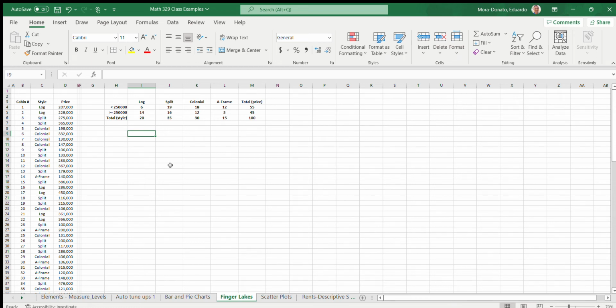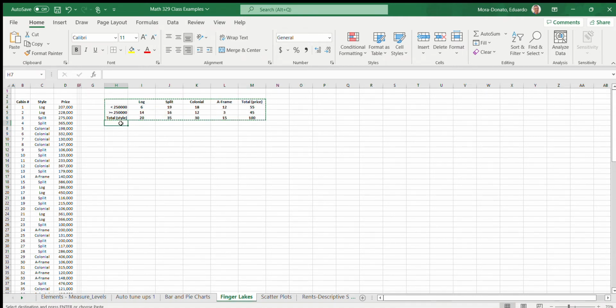Very good. So we continue doing the cross tabulation. We have here the table that we did in the previous video. What I'm going to do now is some other tables related to this. I'm going to copy the formatting and the margins. Okay, so Control C.